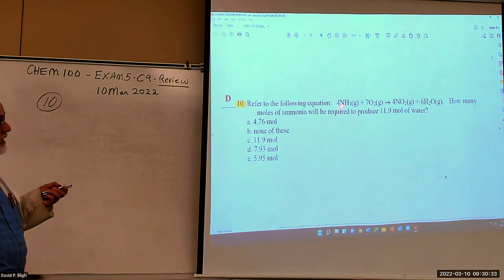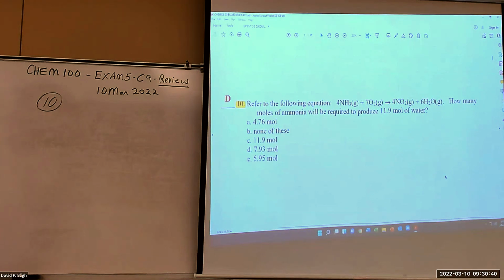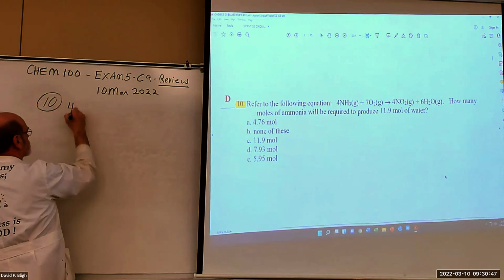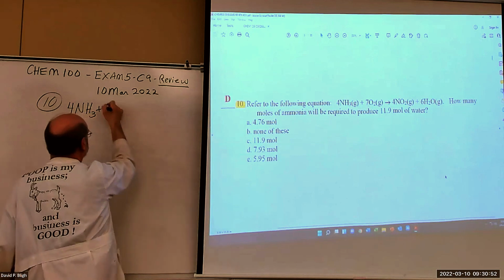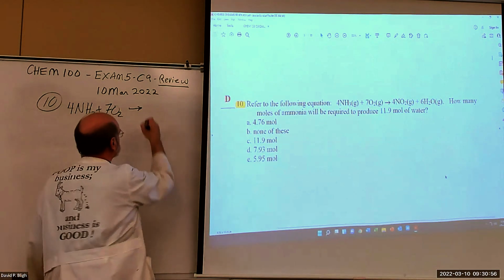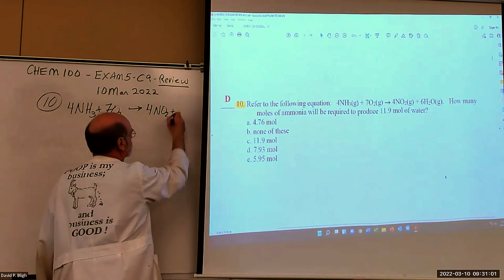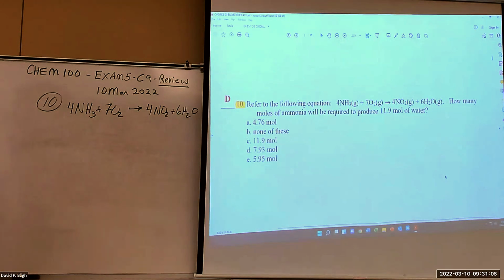Using the following equation, ammonia plus oxygen yields nitrogen dioxide and water. How many moles of ammonia will be required to produce 11.9 moles of water? Okay, so here's our balanced equation: ammonia, oxygen, and nitrogen dioxide and water. 6 water. So what are we given?